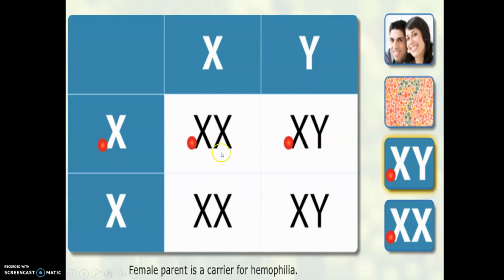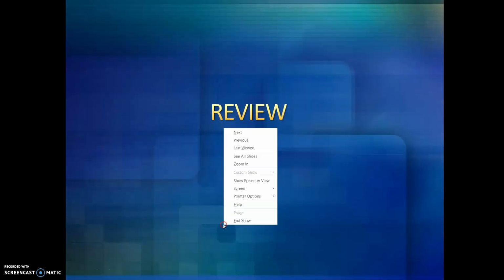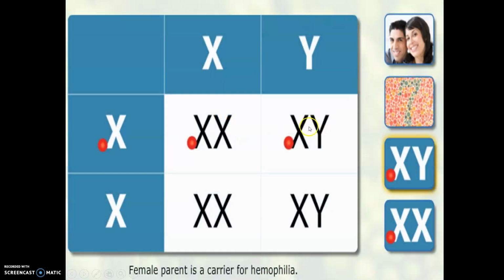So 50% of your females will be carriers, 50% of your males will be carriers, but also 50% of the total will be carriers. Do you see this? XX is a female, carrier, non-carrier. And then XY carrier, XY non-carrier.